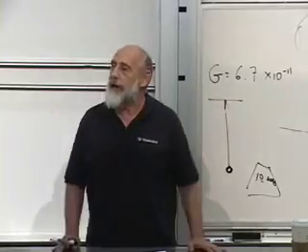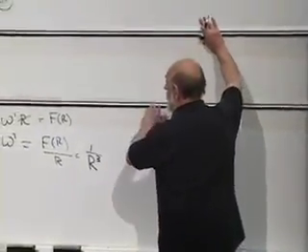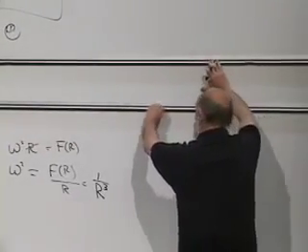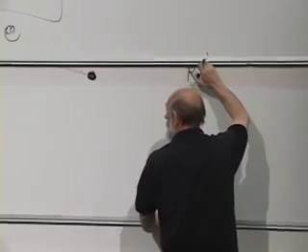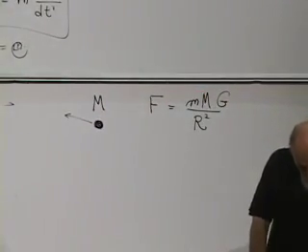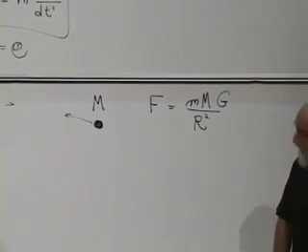And there's repulsion and attraction, whereas gravitational forces are always attractive. Where's my gravitational force? I lost it. Yeah, here it is. All right, so that's Newtonian gravity between two objects.